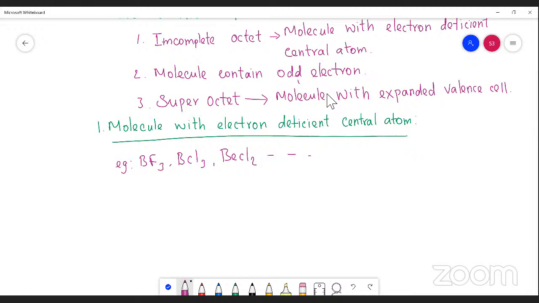Suppose we take the example, let's consider boron trifluoride.